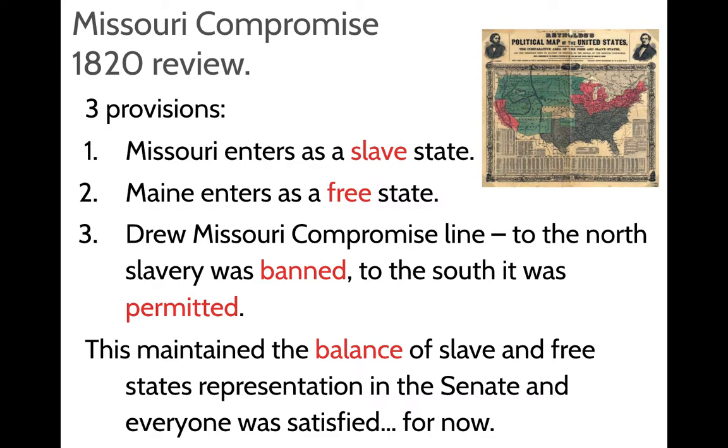Missouri enters as a slave state. Maine enters as a free state. This drew the Missouri Compromise line. To the north of 36°30′, slavery was banned, and to the south, it was permitted. It was allowed. This maintained the balance of free and slave states and state representation in Congress, in the Senate and the House. And now everyone is happy. Everyone is satisfied for now.